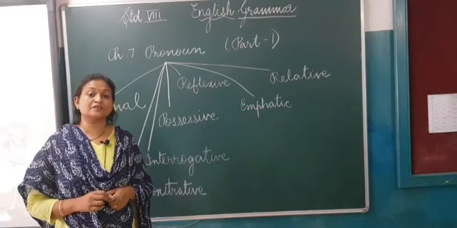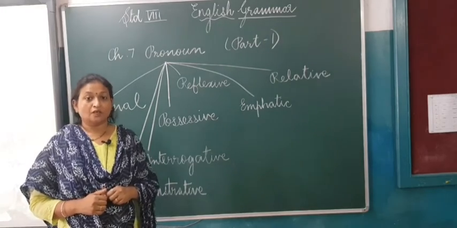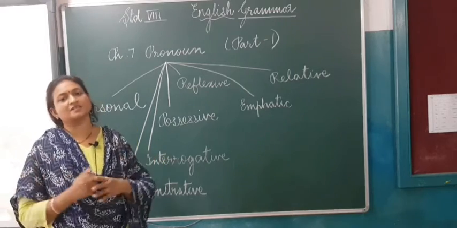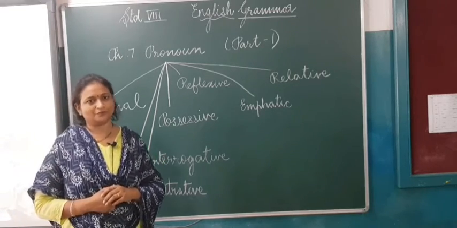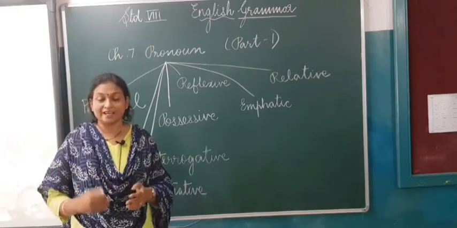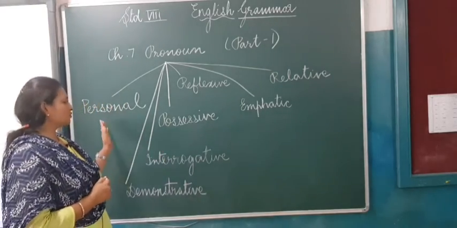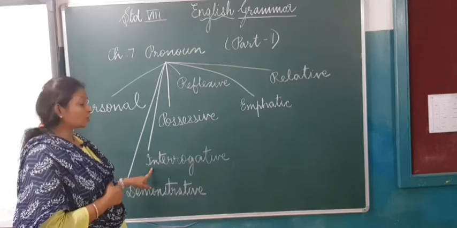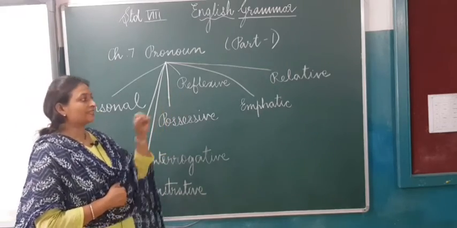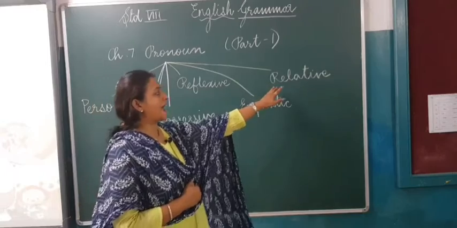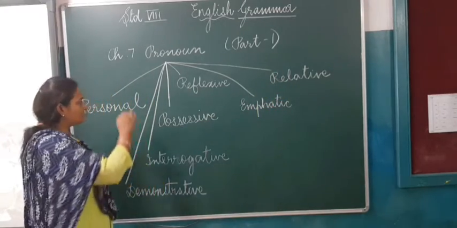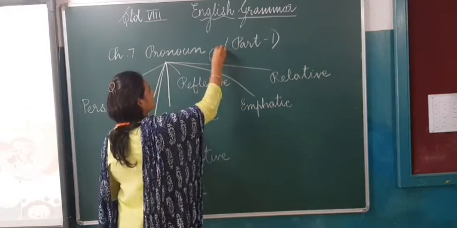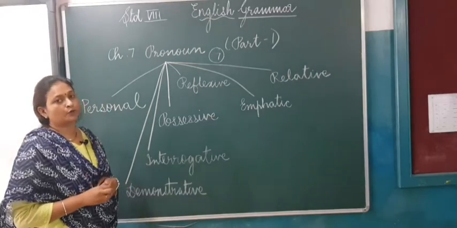Children, now we will be learning different types of pronoun. Pronoun is the biggest chapter because it has got 7 different kinds of pronoun, and we will be covering all these 7 in this semester. So first one is personal pronoun. We have demonstrative pronoun, interrogative pronoun, possessive pronoun, reflexive pronoun, emphatic pronoun and relative pronoun. So total how many? 1, 2, 3, 4, 5, 6 and 7. So we have total 7 different kinds of pronoun.